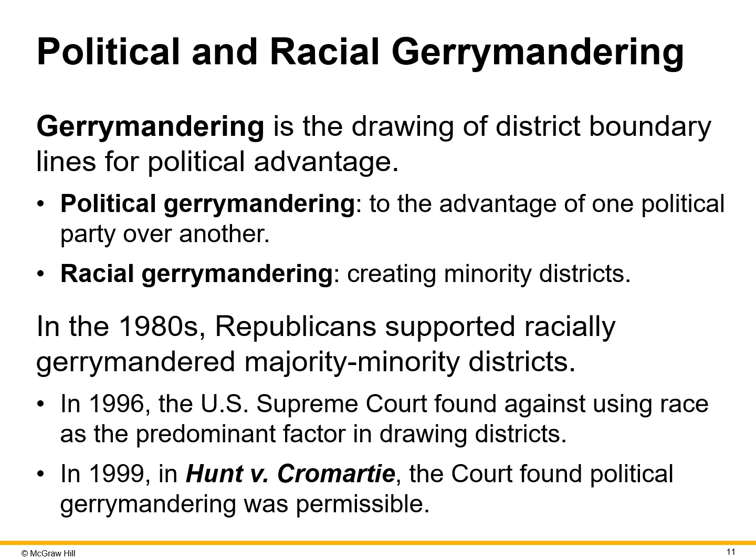Gerrymandering is the drawing of district boundary lines for political advantage. Political gerrymandering is the advantage of one political party over another. Racial gerrymandering is creating minority districts. In the 1980s, Republicans supported racially gerrymandered majority-minority districts. In 1996, the U.S. Supreme Court found against using race as the predominant factor in redrawing lines. In 1999, in Hunt v. Cromartie, the court found political gerrymandering was permissible.